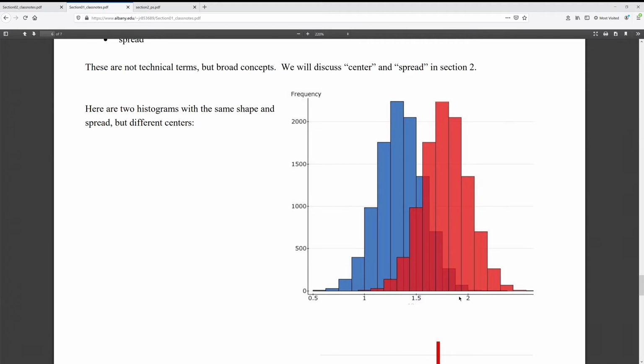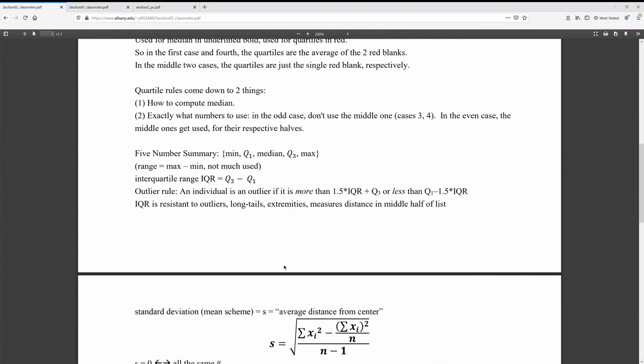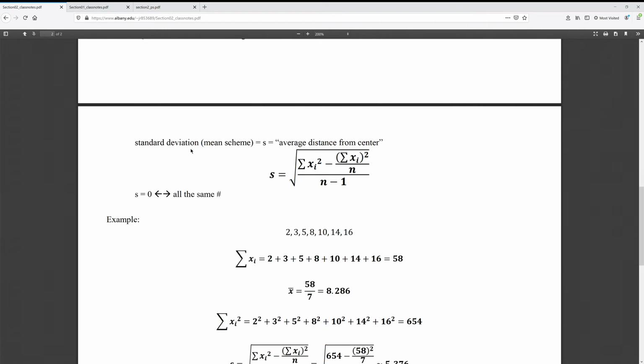However, standard deviation and IQR are a little bit different, right? Standard deviation and IQR are not tick marks on the scale. IQR is the distance between two tick marks, the distance between Q1 to Q3. Standard deviation is the average distance from the center.